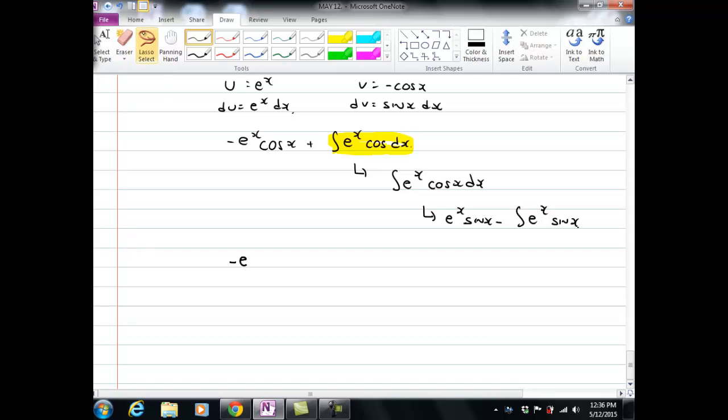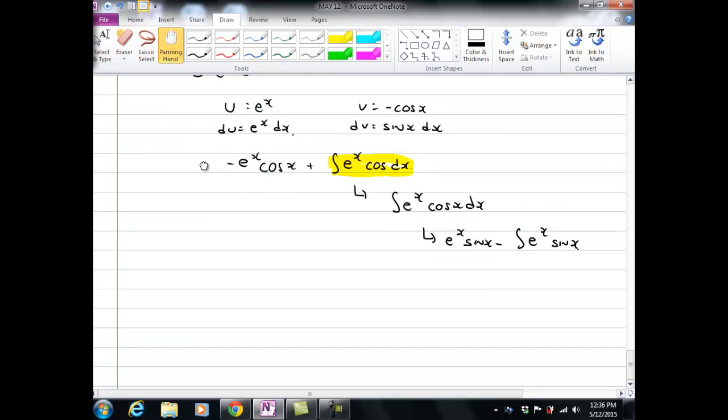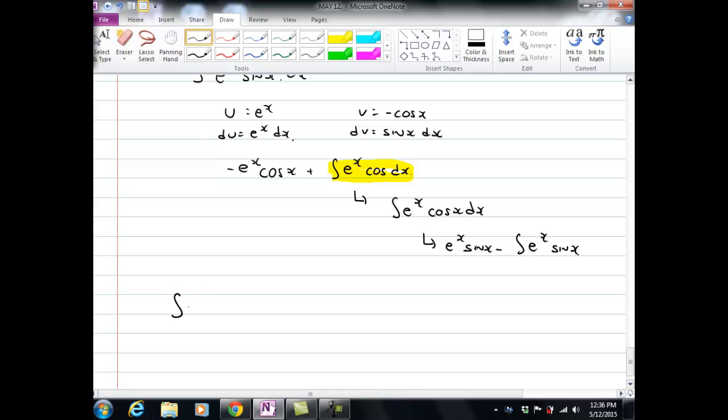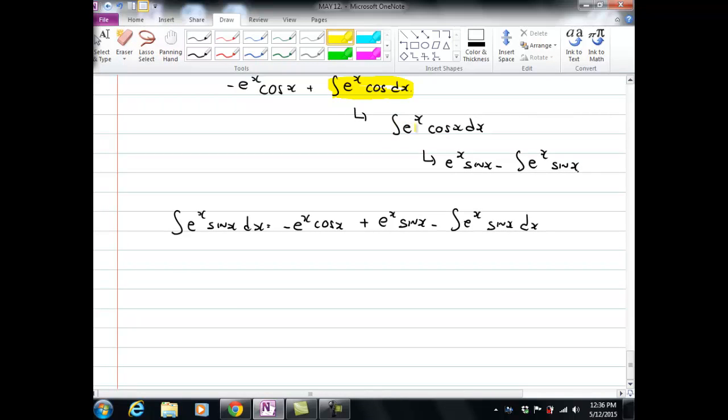Actually, write down your original question, please, because this makes a huge difference. So the integral of e^x sine x dx equals negative e^x cos x plus e^x sine x minus integral of e^x sine x dx. Okay, so this part right here was the first part, and this was the second part, which is here.